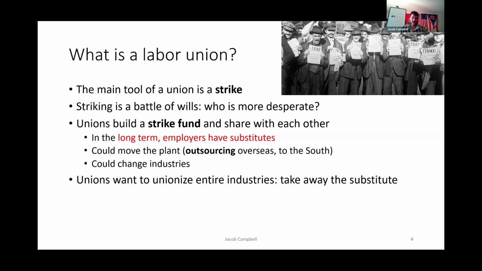At that point, the businessman is essentially choosing between higher taxes or higher wages. You force them to pick one or the other. That's the main way you would handle this when they're outsourcing overseas.